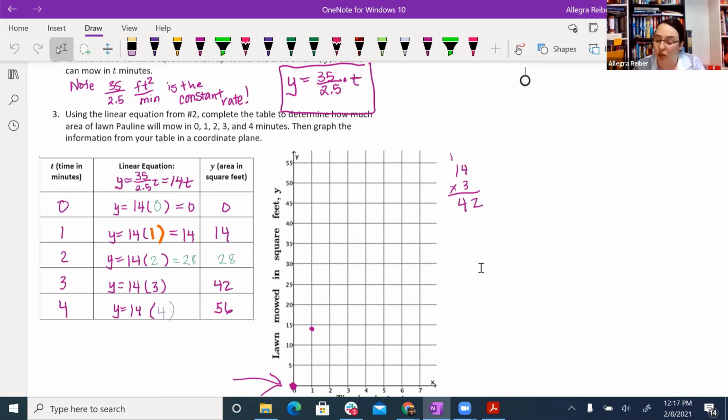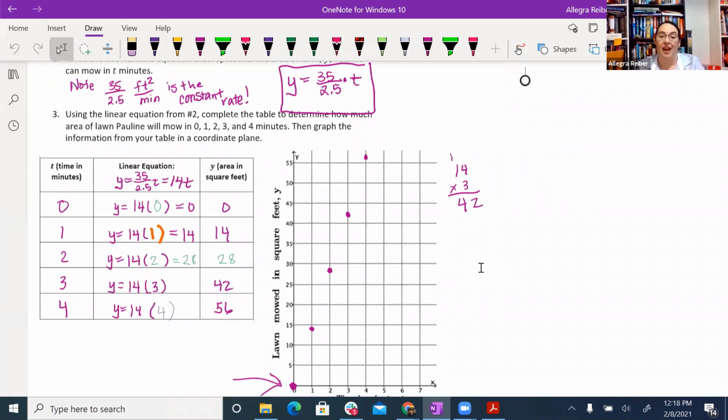Then we can do 2 and 28. 2 travels all the way up to 28. Should be about there. 3 and 42. 3 goes all the way up to 42, which is just a little shy of halfway between 40 and 45. And 4 and 56. So that's when we have to go just a little bit above 55.